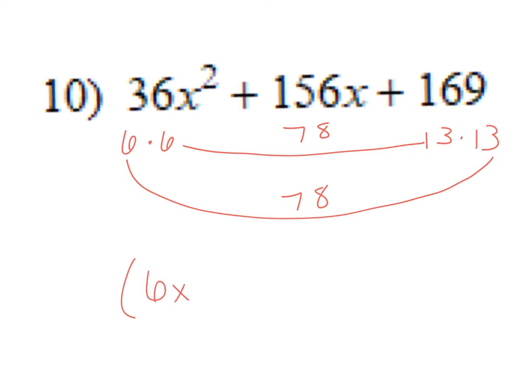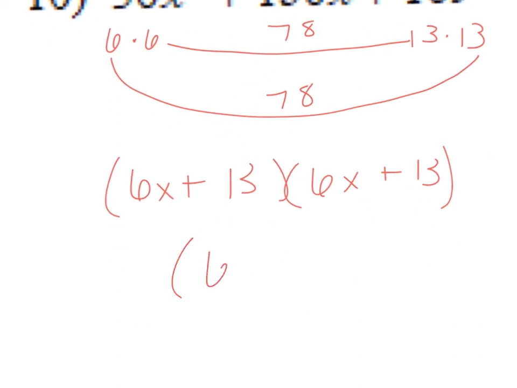So I'm going to get 6x and 6x. It's all positives, so all positives. And then on the back side here, I have a 13 and a 13. Keeping in mind, I'm fine if you write it like that, or if you have 6x plus 13 squared, that's the same thing.